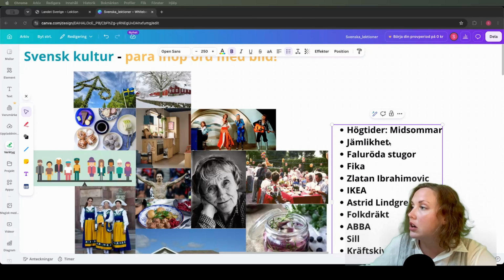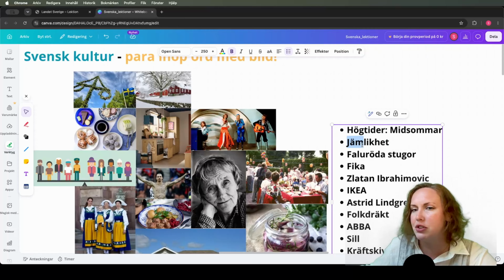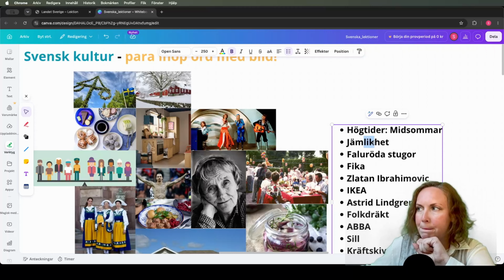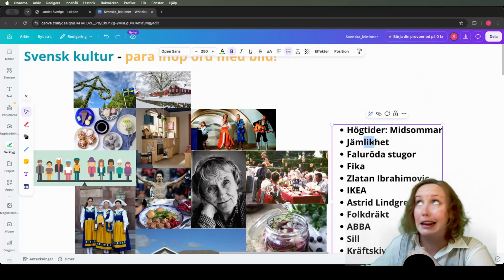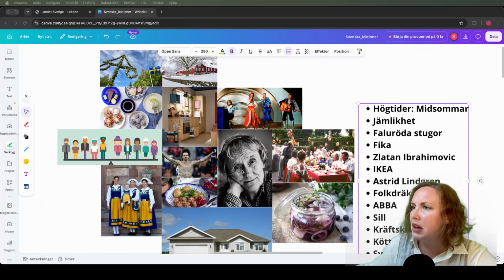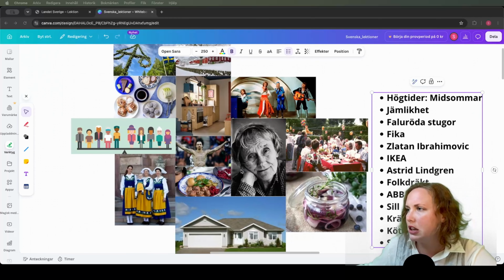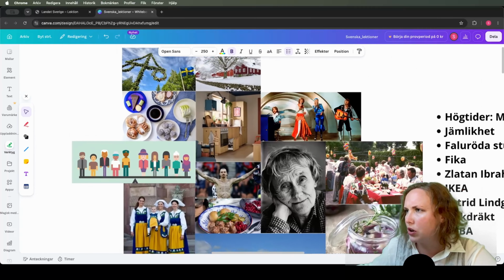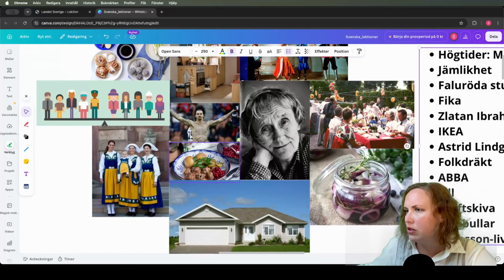And with this other word here, jämlikhet, we can think a little bit. I can tell you a clue, which is that jäm, short for jämn, means even. And lik means similar. Sort of like in English, if that makes sense. So if you keep that in mind and look at all these pictures, which one does it feel like it could be?